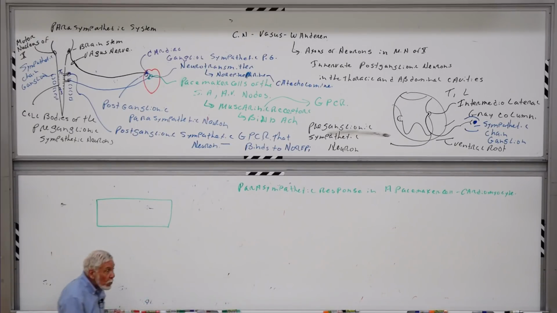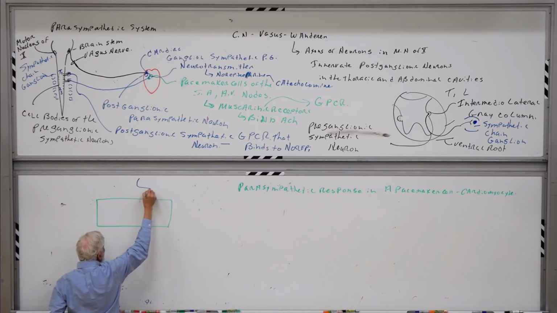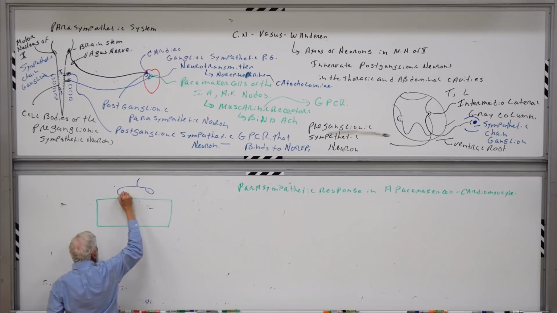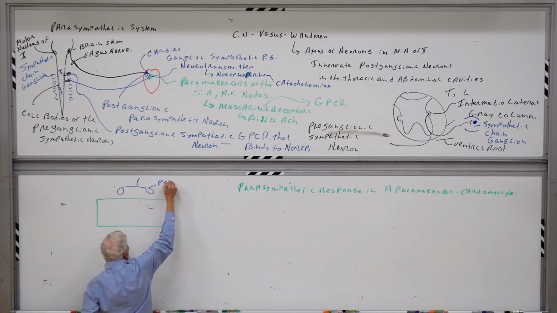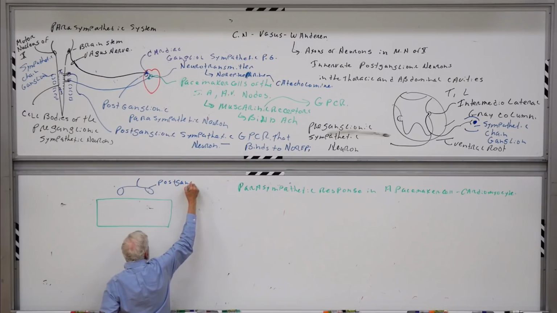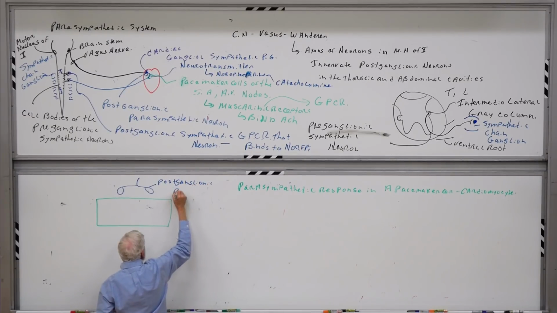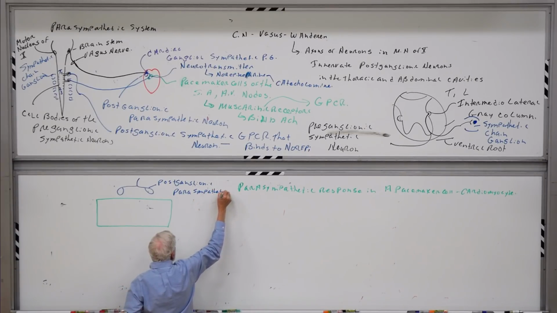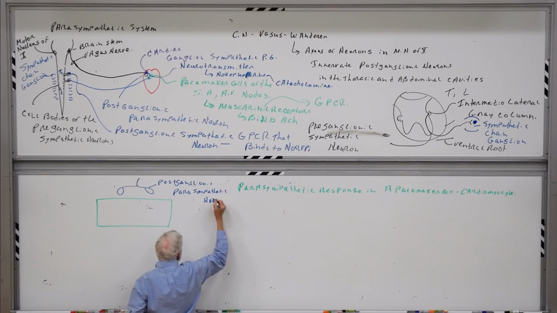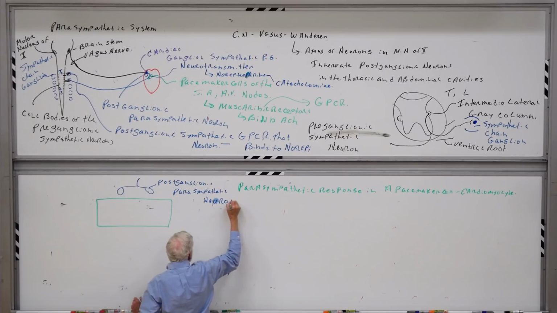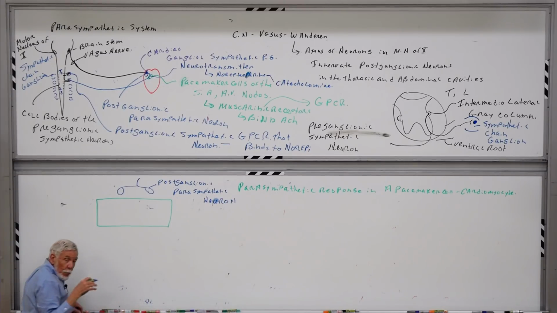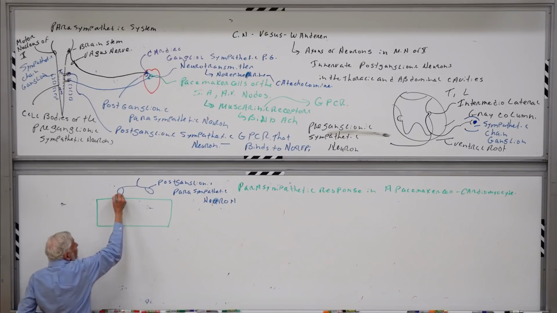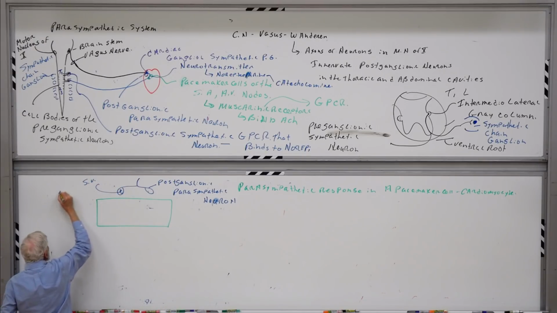Someplace up here will be the output regions of the postganglionic parasympathetic neuron. If we look at these output regions, they're like output regions we've seen so many times before. There are these synaptic vesicles that contain, in this case, acetylcholine.